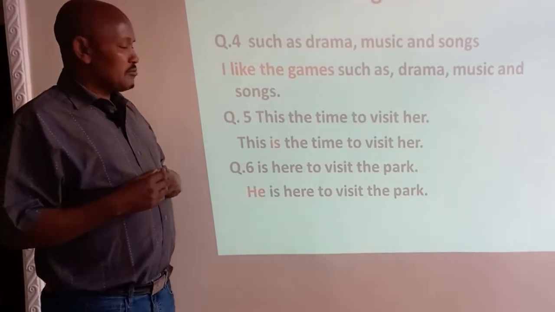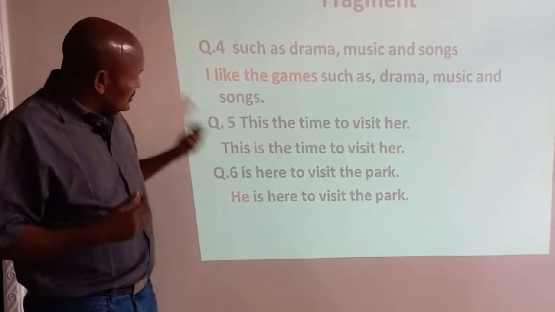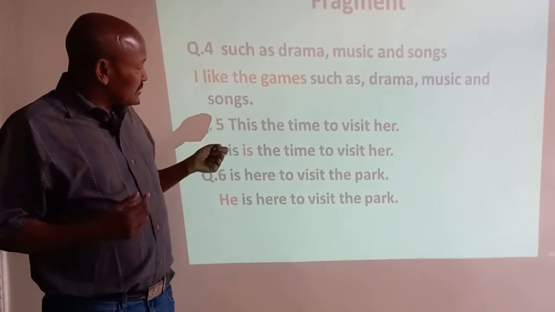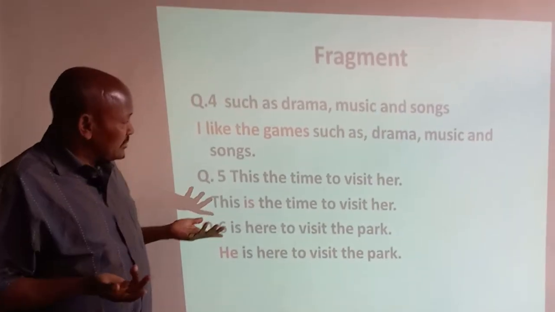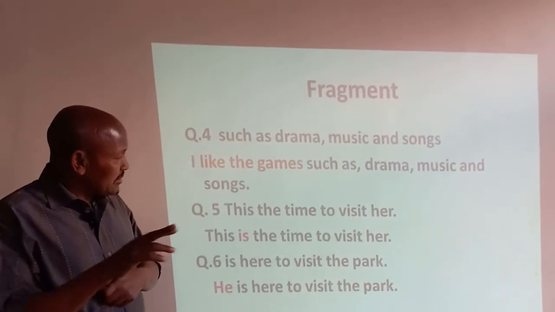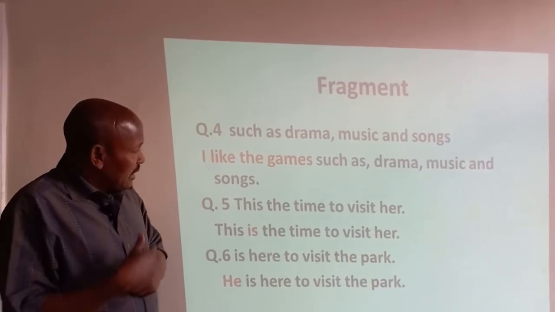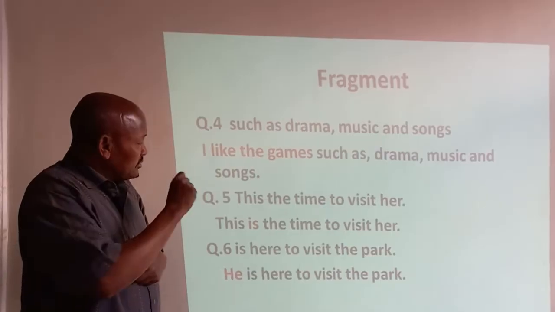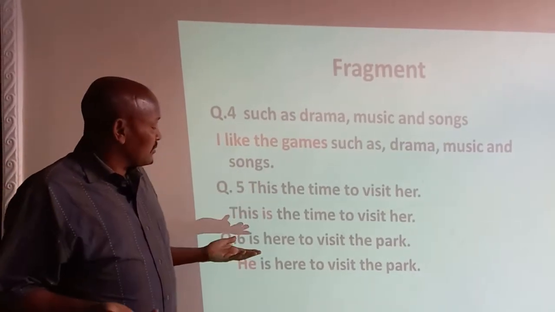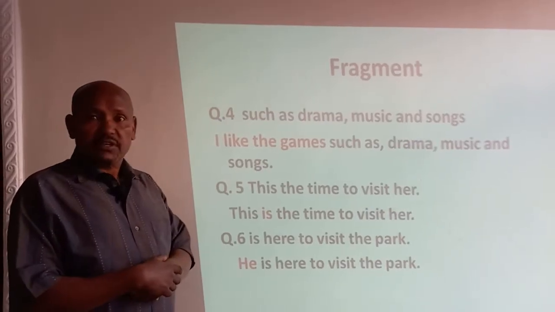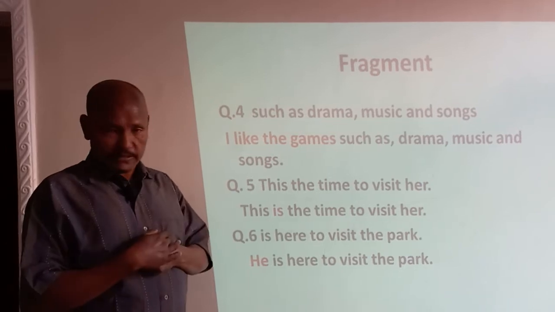Question number 5. This the time to visit her. What does it mean? What does the sentence refer to here? This the time. So there is something missed. Then I can check it, find out, and correct the sentence. There is no verb here. This is the time to visit her. Lack of verb, so I can insert "is" here. So this is a complete sentence.